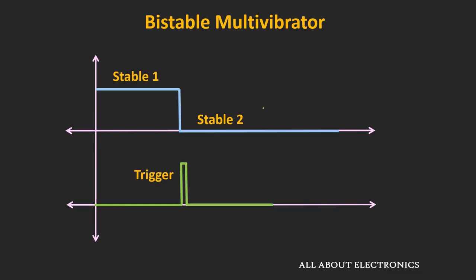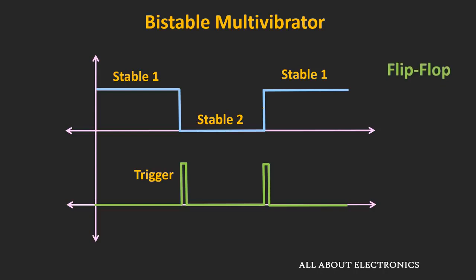Now let's say after a certain time, if once again a triggering action occurs, then the output will go back into the other stable state, and it will remain in that state unless and until once again the triggering action occurs. So this type of bistable multivibrator is used in the design of flip-flop. So these are the three types of multivibrators which are used in the design of different electronic components.